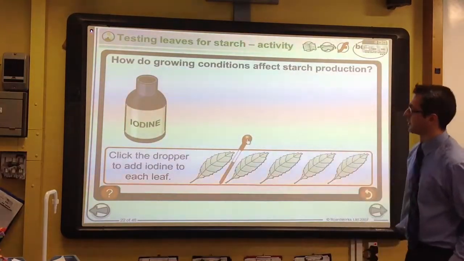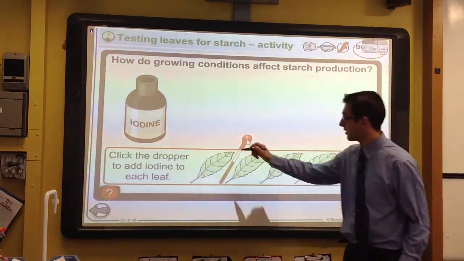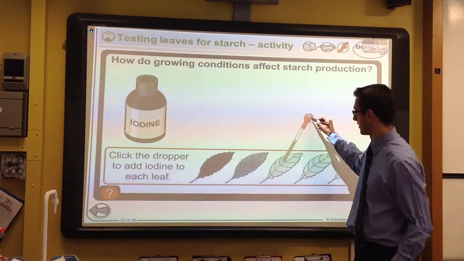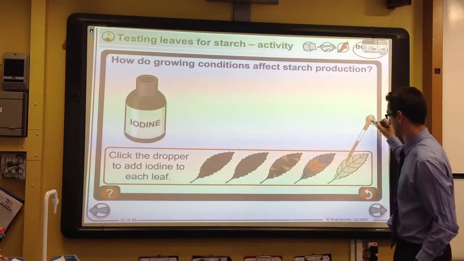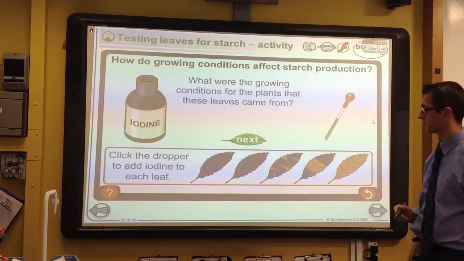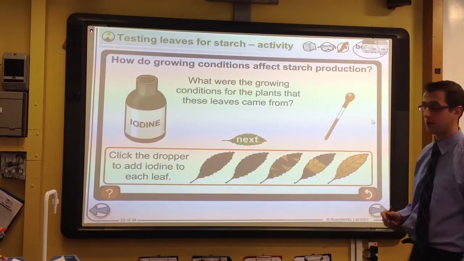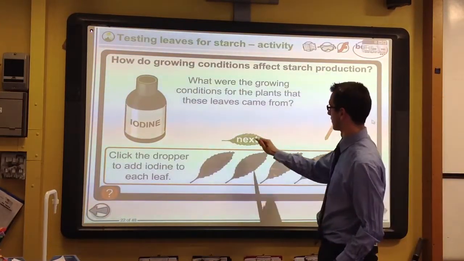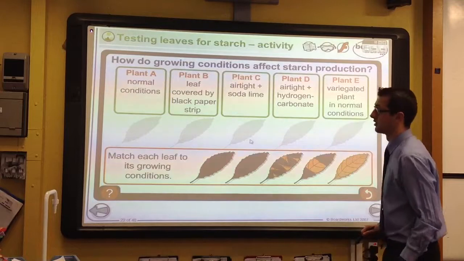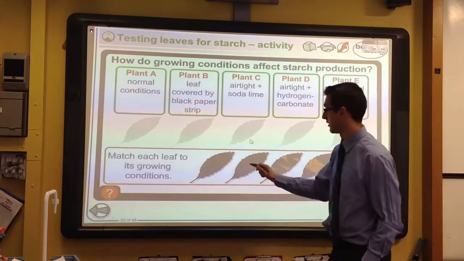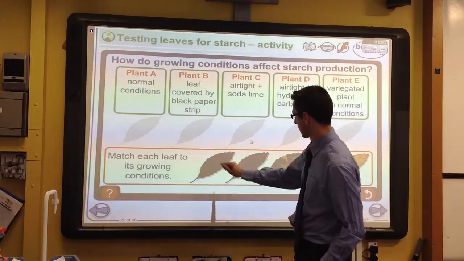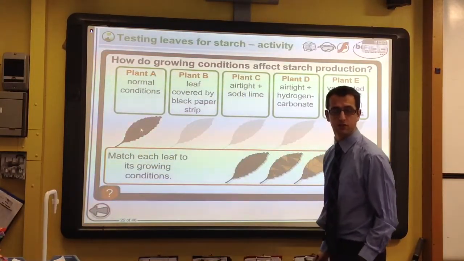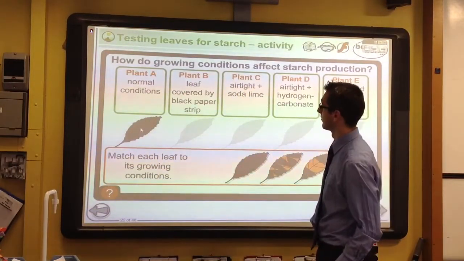So, typically they might give you something like this, where they give you some leaves of different conditions. If we add iodine onto each of them, we can see we get different patterns being produced. They could ask you to identify what might have happened from different conditions. So a leaf in normal conditions with light and carbon dioxide would probably be one that has got lots and lots of starch and therefore has gone blue-black.